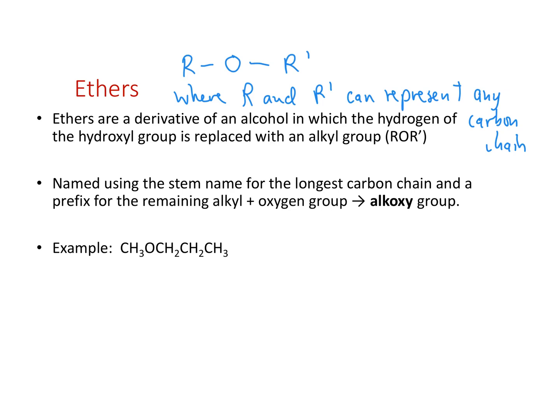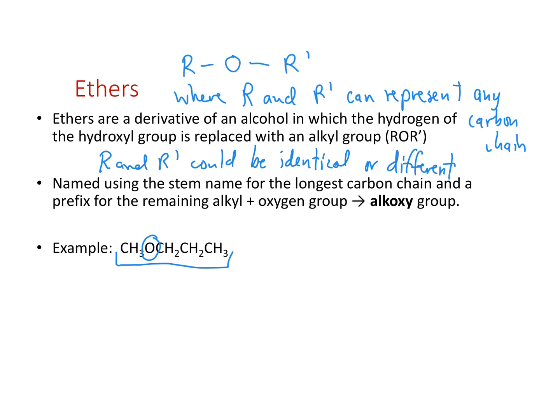Could be 1 carbon long, could be 110 carbons long. R and R prime could represent any carbon chain. They could be identical as well, for that matter. R and R prime could be identical carbon length. They could be different carbon length. It does not matter. An ether is a structure that has an oxygen in the middle of 2 carbon chains, a carbon chain to the left and a carbon chain to the right. R and R prime could be identical, or they could be different.